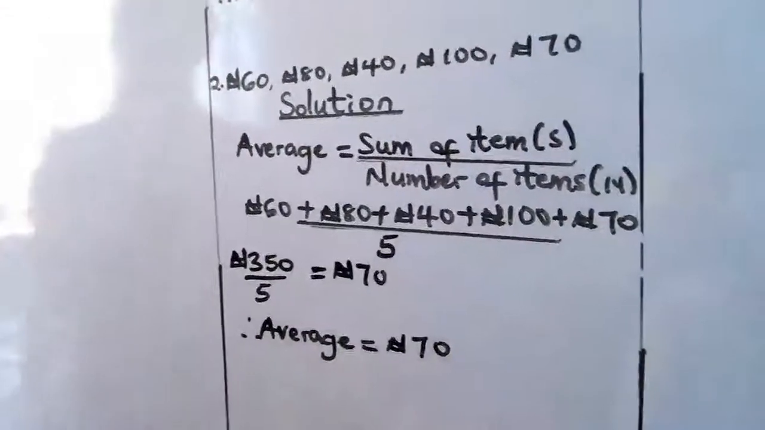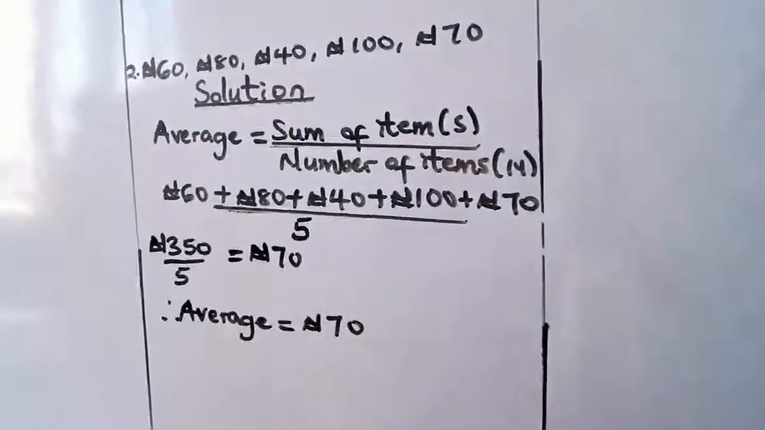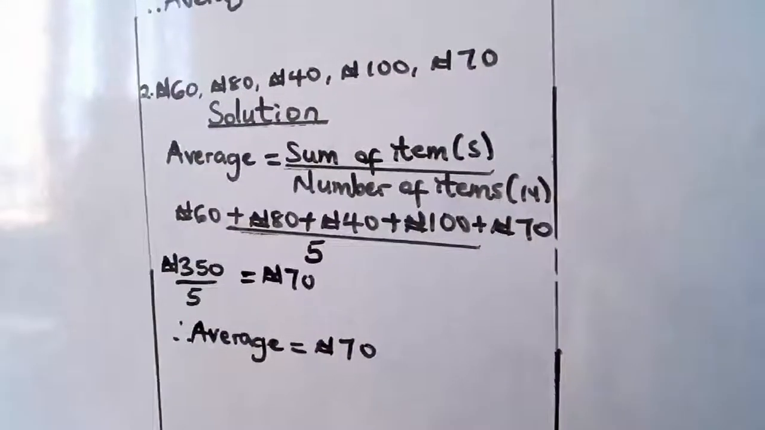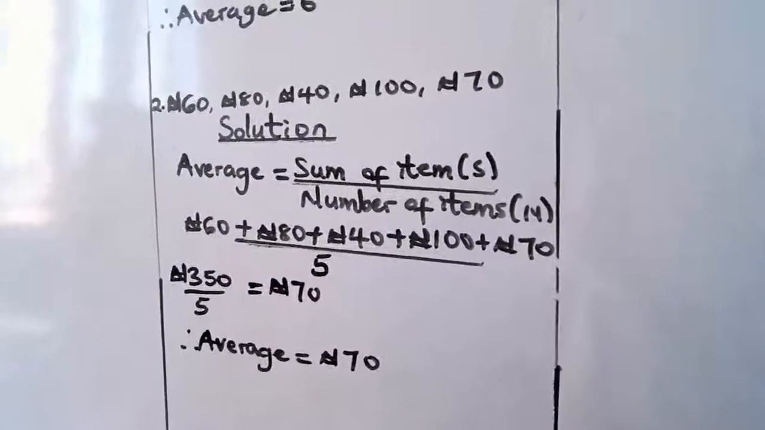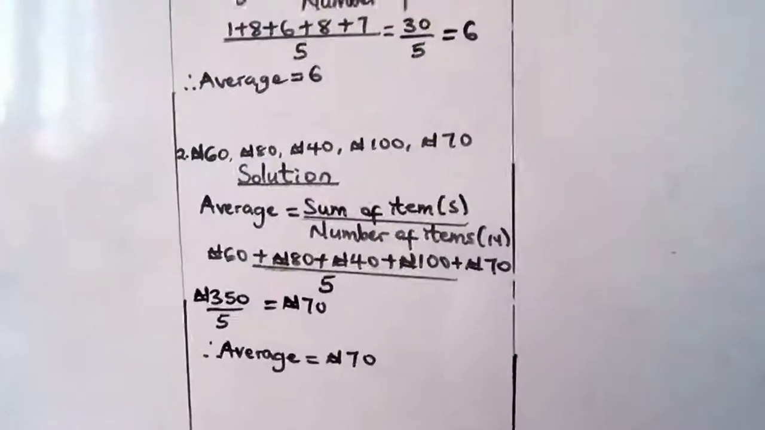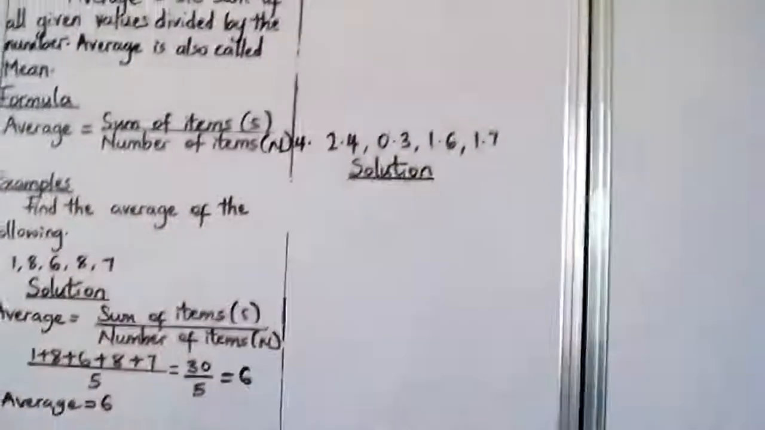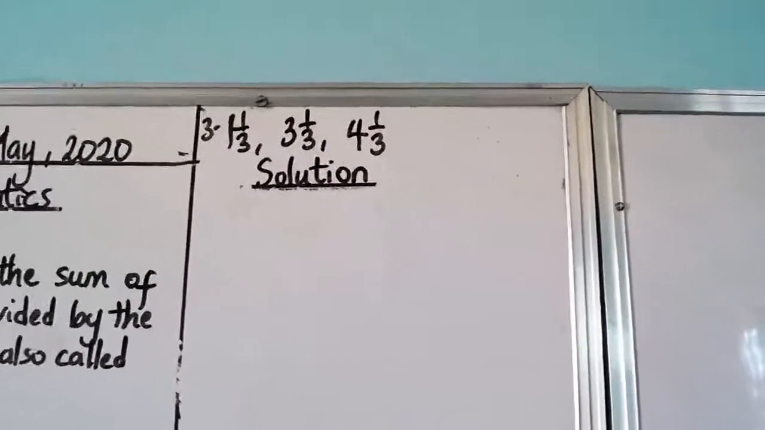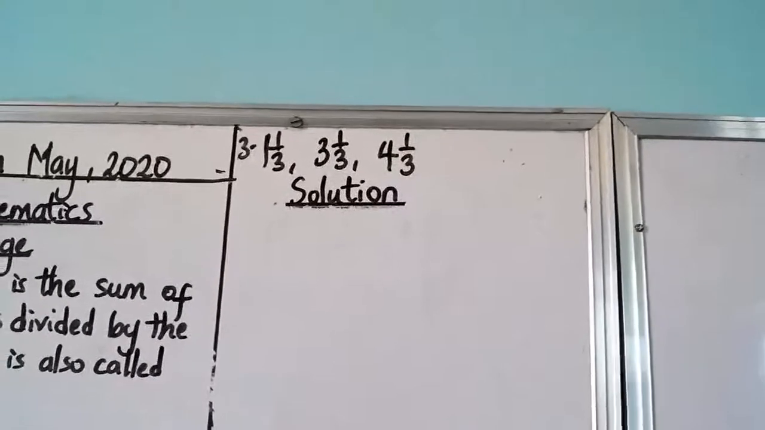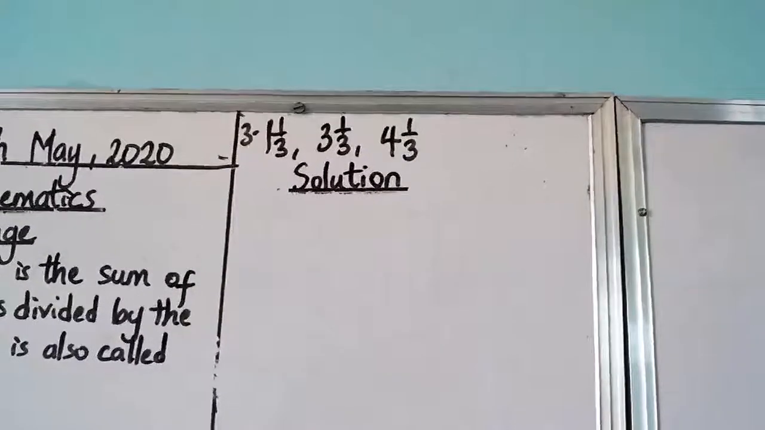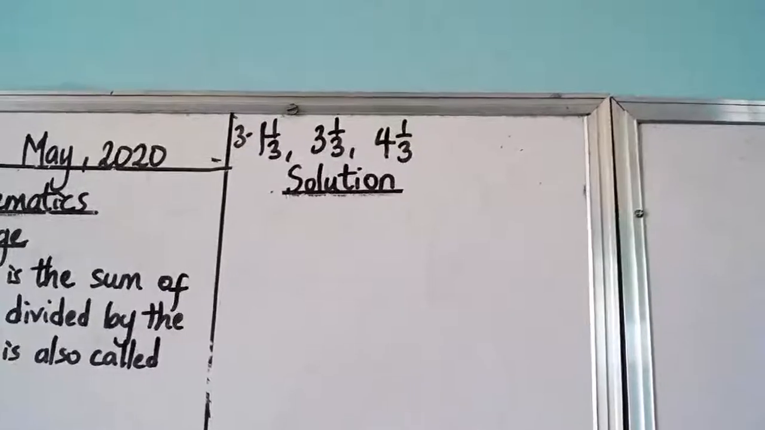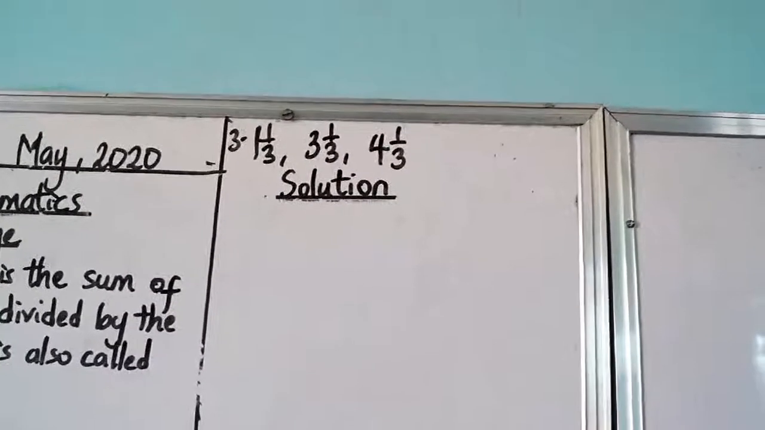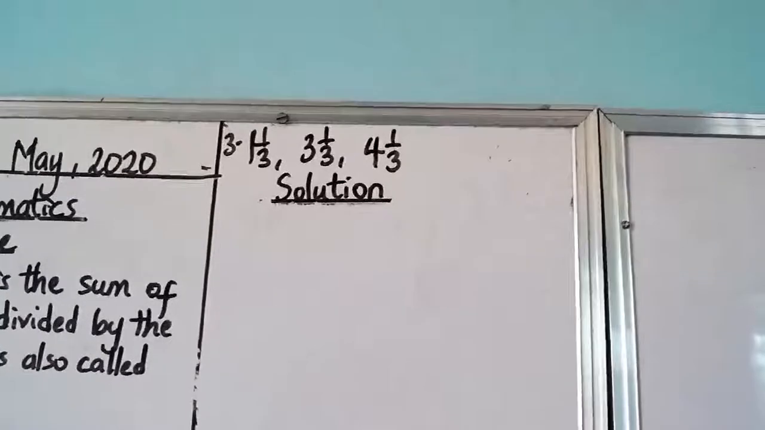Do not forget your value if you have been given a set with values. I'm sure you are getting a clearer idea of what average is. Beautiful. So let's look at example 3. You can also be given average of fractions. I believe you remember what fractions are. A number that has a numerator and a denominator. In this case, we have mixed numbers. That is, it has a whole number and a proper fraction.